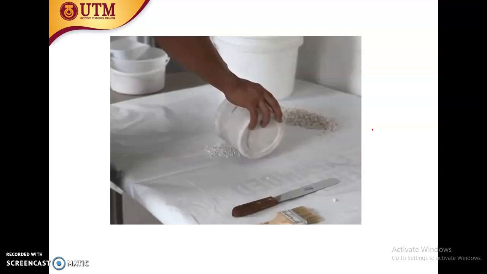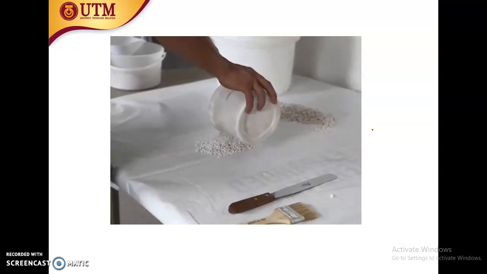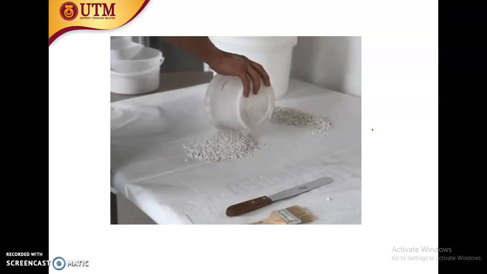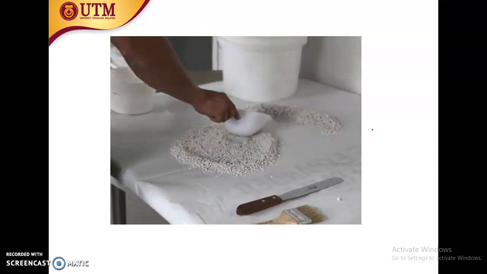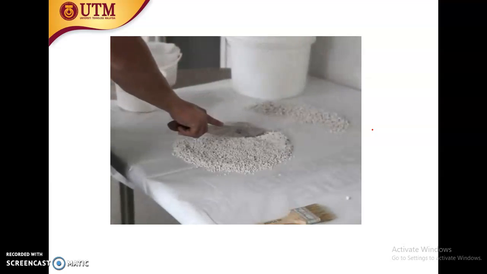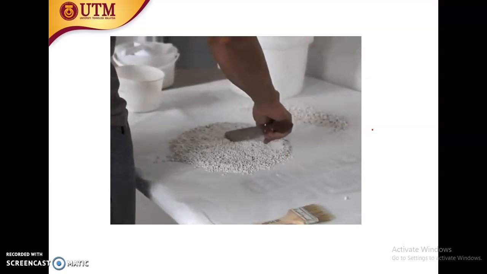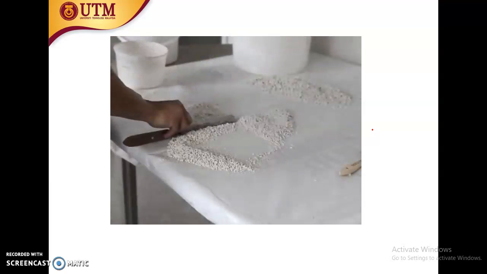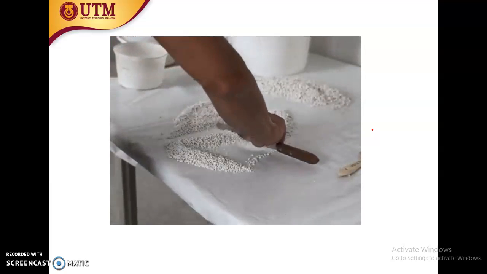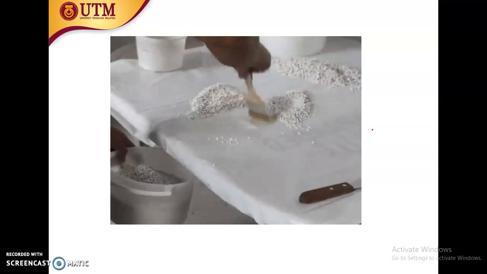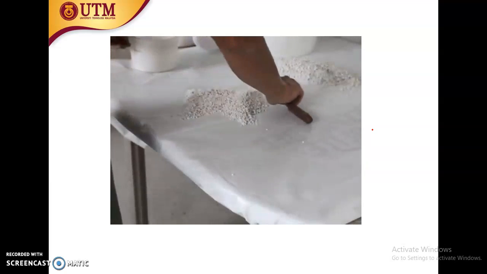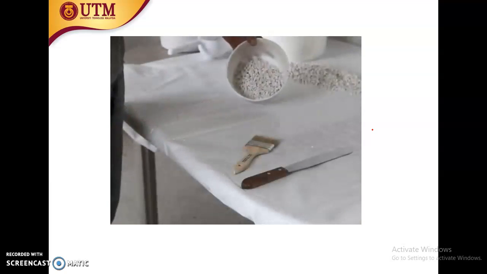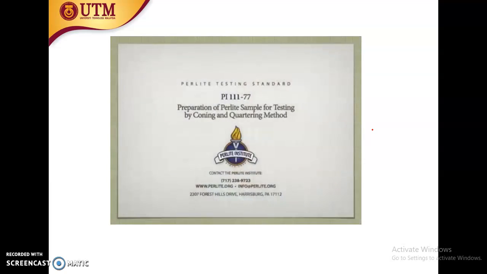Do that by taking alternate scoops or shovel loads from the two quarters saved, or combine remaining quarters into a bucket and make another conical pile. Continue this process of piling, flattening, and rejecting two quarters until the sample is reduced to the approximate required testing size. So now it's becoming smaller and smaller, okay?